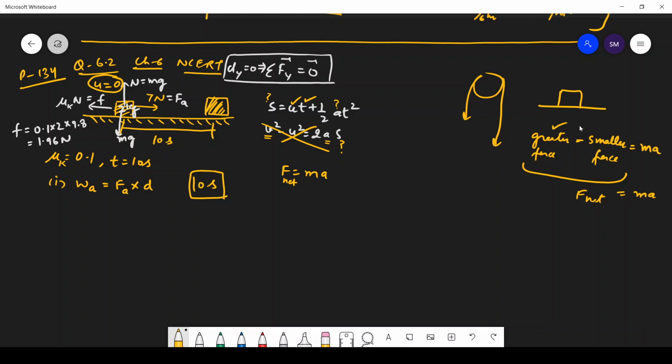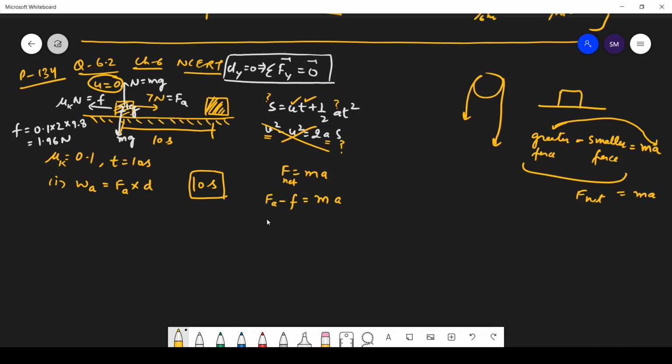So this acceleration is definitely due to the greater force, so in the direction of greater force. So F net. Here you have two forces: this is 7 Newton, this is 1.6 Newton. So what's the direction of greater force? What is greater minus smaller? So greater force, F applied, minus smaller force, F, is equal to MA.